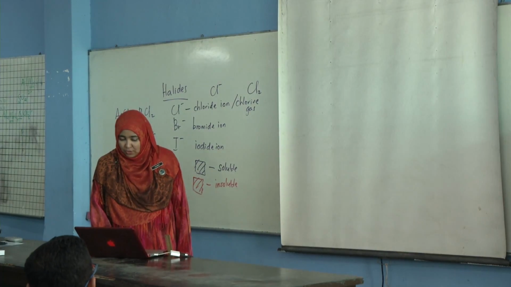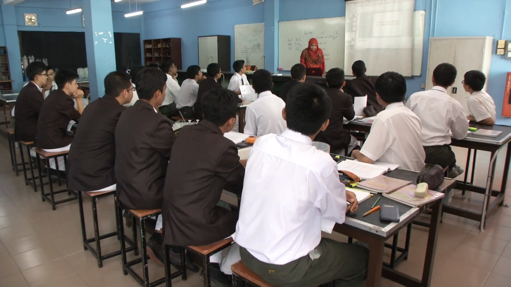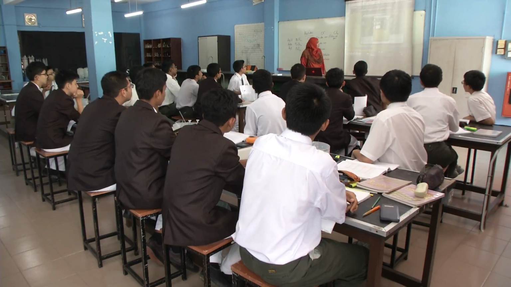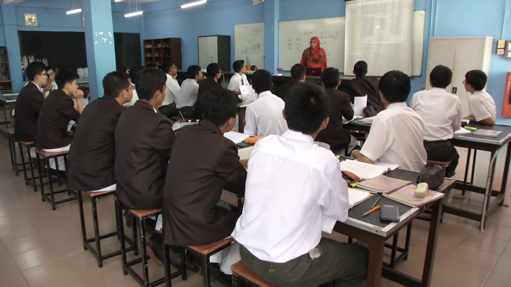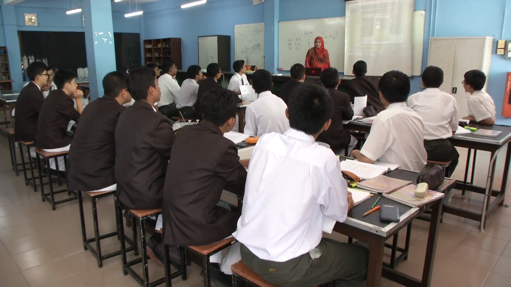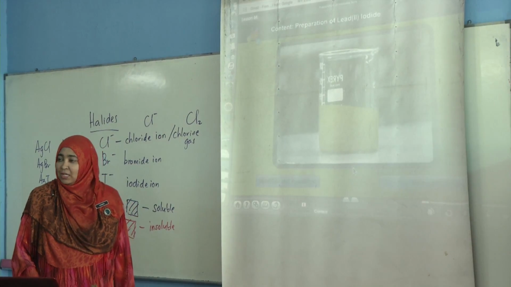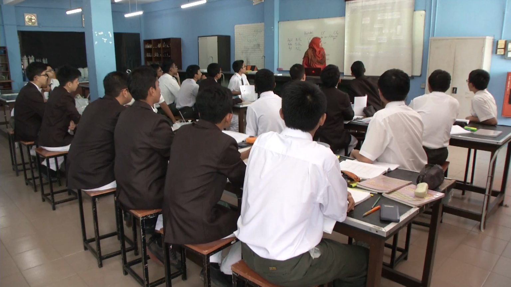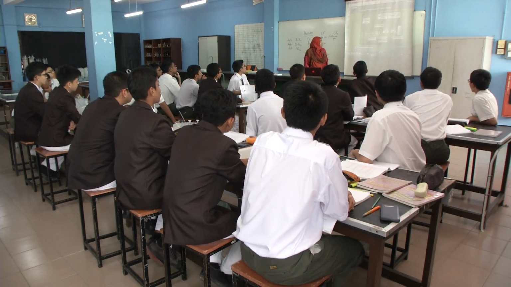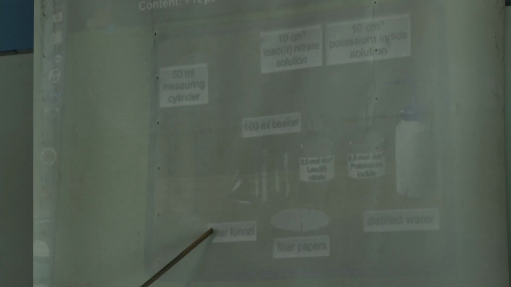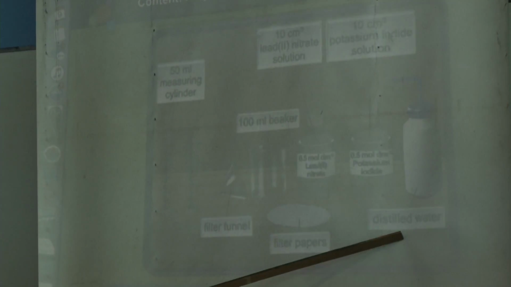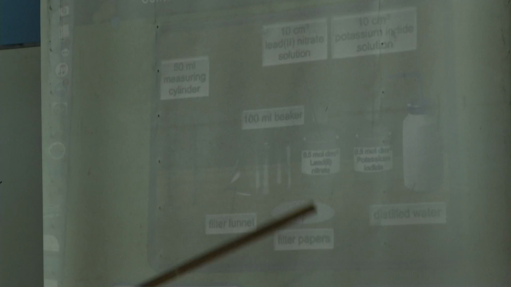So the salt that I've chosen here is lead 2 iodide. Okay, can you see the color of lead 2 iodide? Yes. Okay, what is the color? Yellow. Okay, the materials needed here will be lead 2 nitrate solution, potassium iodide solution, and then here we have filter funnel, filter paper, distilled water, I'll explain later.